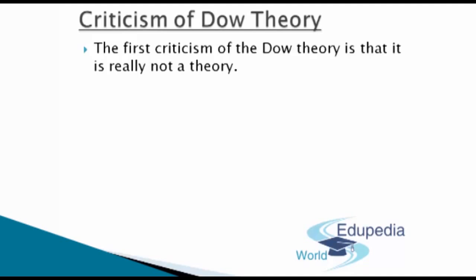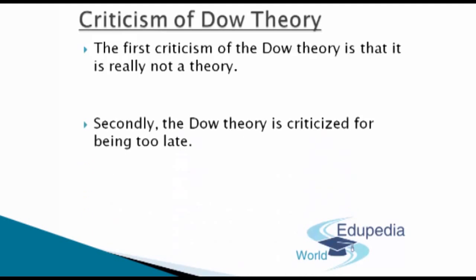Neither Dow nor Hamilton wrote any proper academic papers outlining the theory and the testing of theorems. The ideas of Dow and Hamilton were put forth through their editorials in the Wall Street Journal. And Robert Rhea is the person who stitched this theory together by poring over their writings. So it was never a theory initially. It became a theory only after so many people put their efforts into it. That was the first criticism.